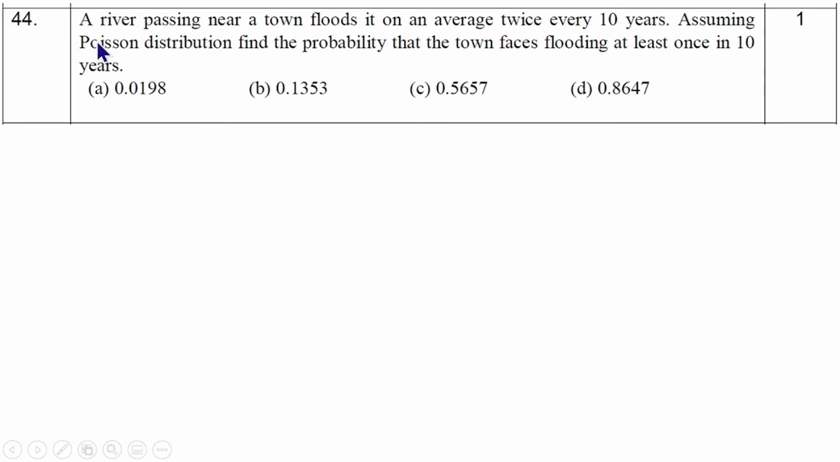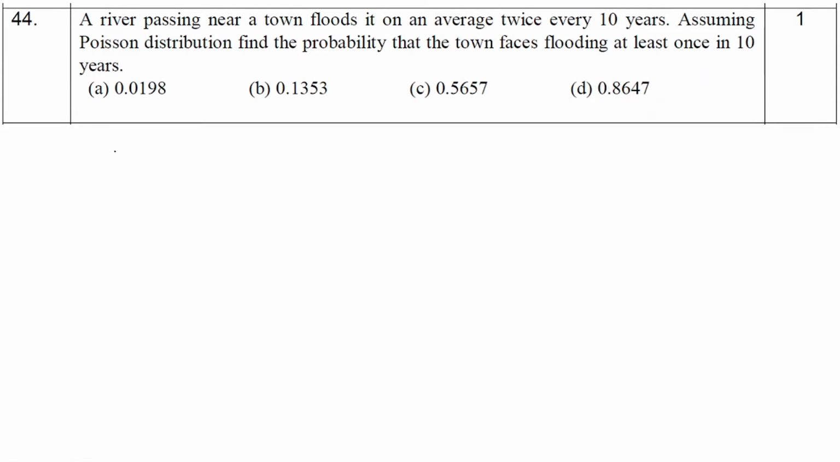The next question: a river passing near a town floods it on an average of twice every 10 years. Assuming Poisson distribution, find the probability that the town faces flooding at least once in 10 years. So here it is already given that it is a Poisson distribution and the river floods on an average of twice every 10 years. We have to find the probability that the town faces flooding at least once in 10 years.